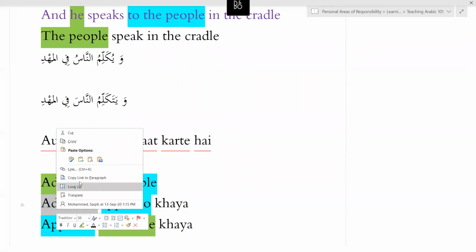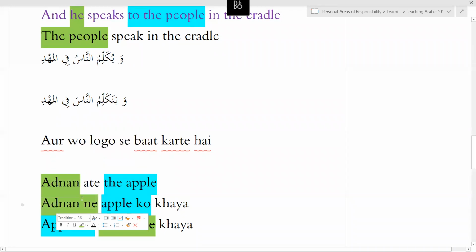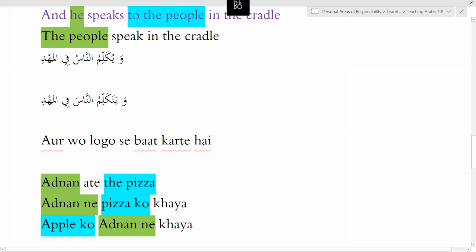Okay, let us change apples. What do you like to eat, Adnan? You like to eat pizza? Okay, let me put pizza. Now is this correct? Adnan ate the pizza. Adnan ने pizza को खाया. Pizza को Adnan ने खाया. Is there any difference in meaning, Adnan?